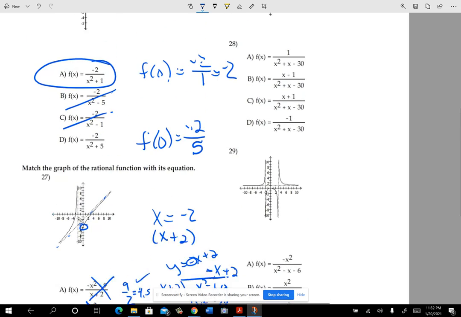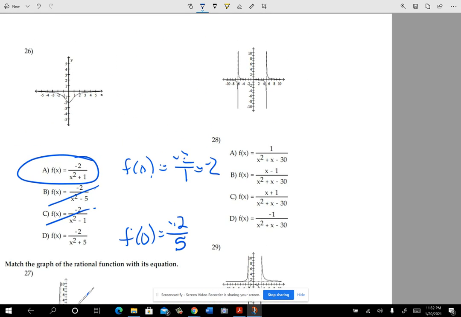All right, let's see about 28. Asymptotes at x equals negative 6 and x equals 5. So that means I need an x plus 6 and an x minus 5. And actually, that's what x squared plus x minus 30 gives you when you factor it. So all of these have the correct vertical asymptote. All right, now let's see what else we can figure out.